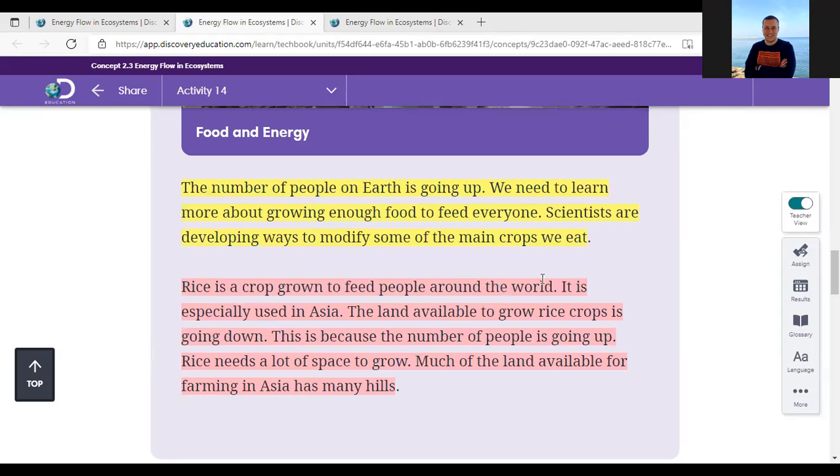Amr Muhammad, the last paragraph. Rice is a crop grown to feed people around the world. It is especially used in Asia. The land available to grow rice crops is going down. This is because the number of people is going up. Rice needs a lot of space to grow. Much of the land available for farming in Asia has many hills. Thank you.